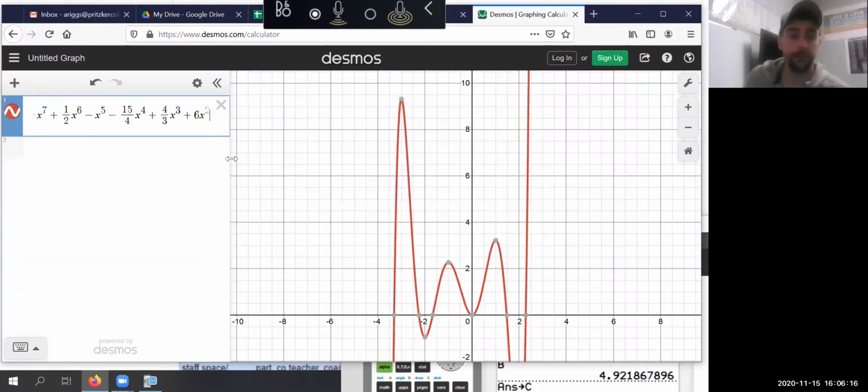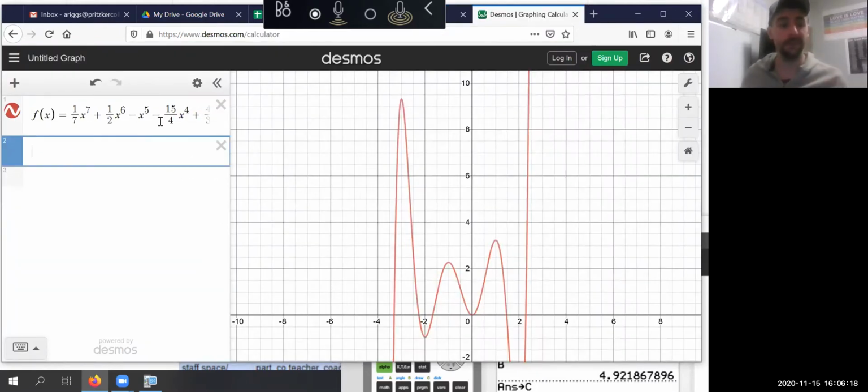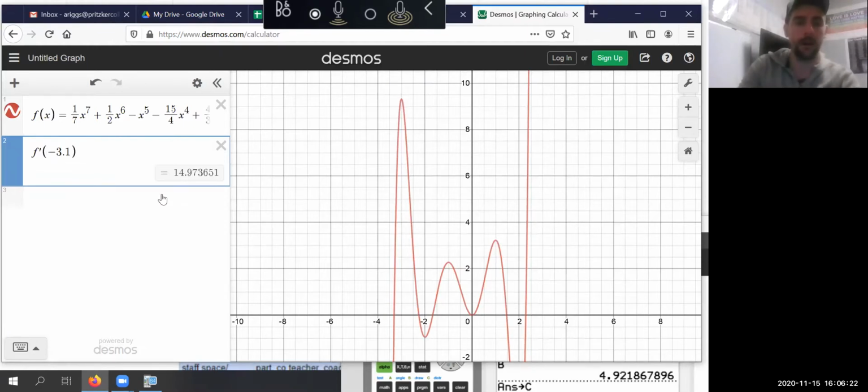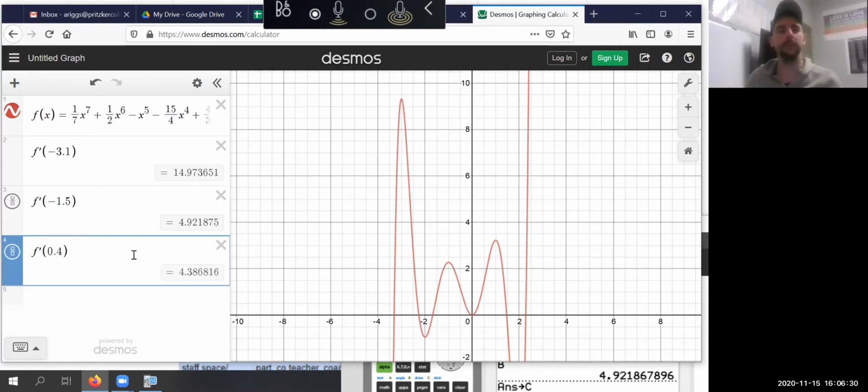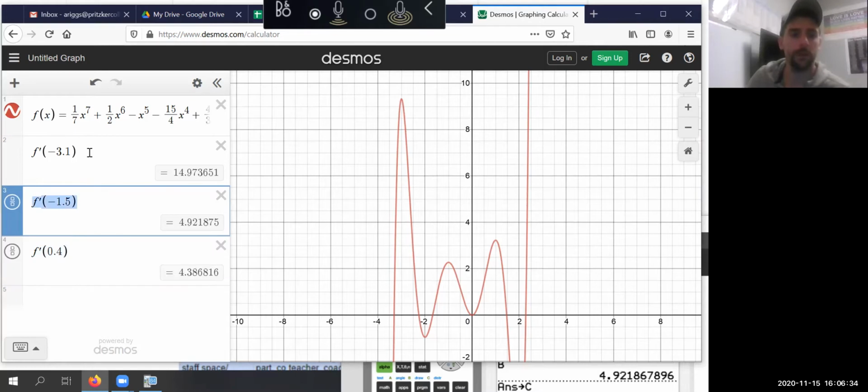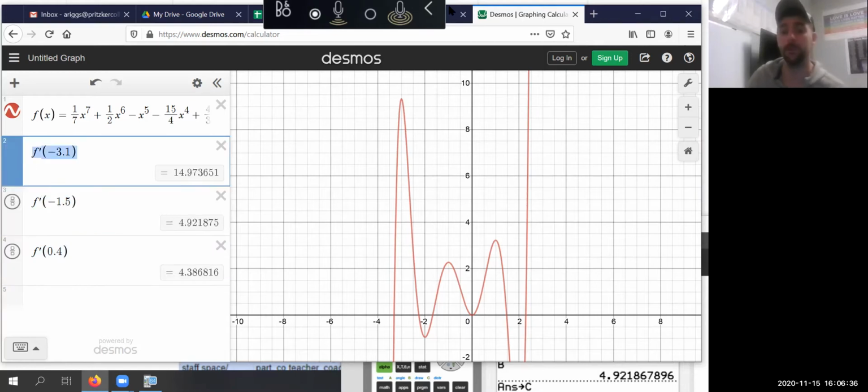For Desmos, I already wrote it out for you, so we don't have to watch me. But again, Desmos is nice and easy to do this with. I can type f prime of negative 3.1, and it auto calculates that as long as I have f of x typed in, then negative 1.5, and then f prime of 0.4. And again, you can see here's our smallest slope relatively, our next biggest slope, and our largest slope for this function at those given points.